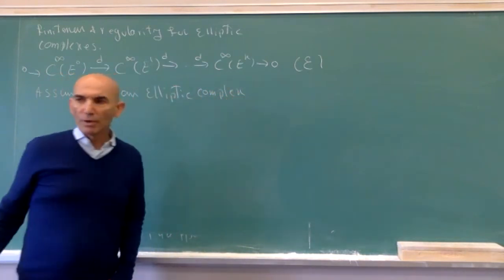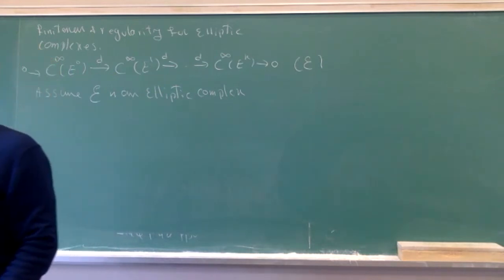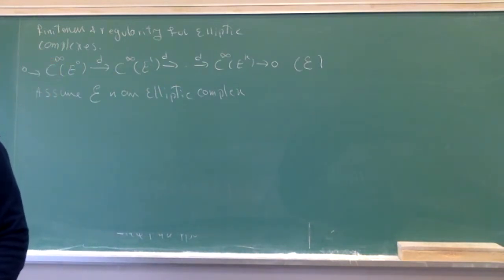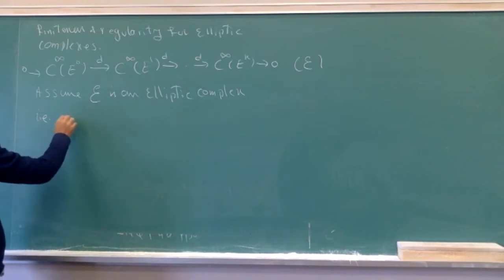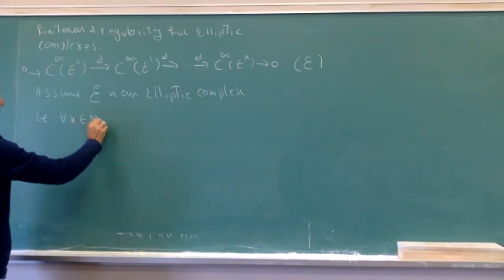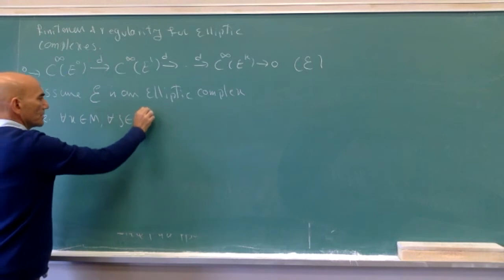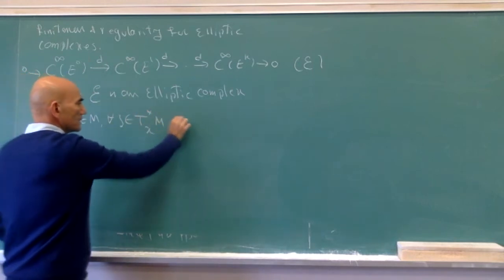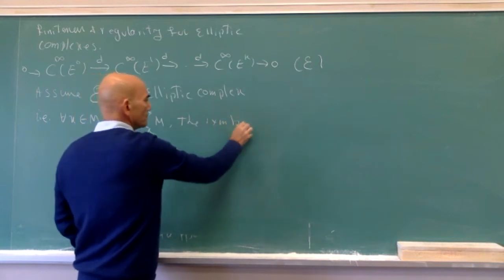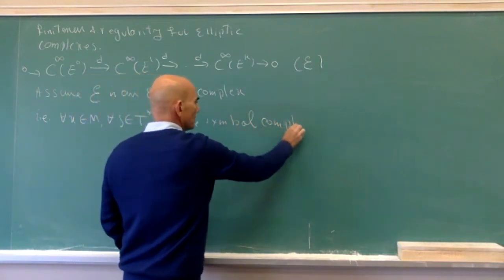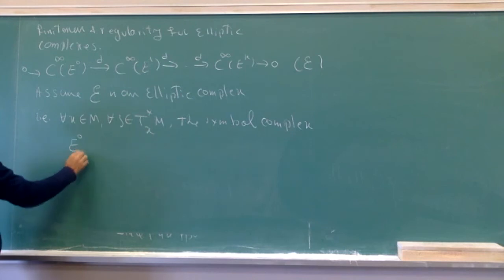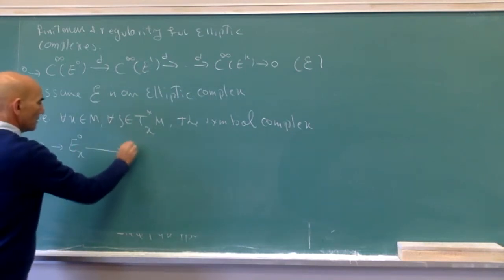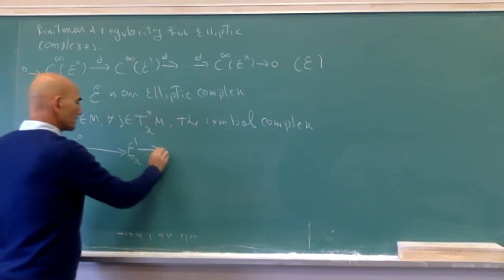So remember, what did elliptic mean? Elliptic meant that the symbol complex is exact, i.e. for any x belonging to M, for any xi belonging to T star M at x, the symbol complex now goes from the fiber of E0 at x, to the fiber of this at x.